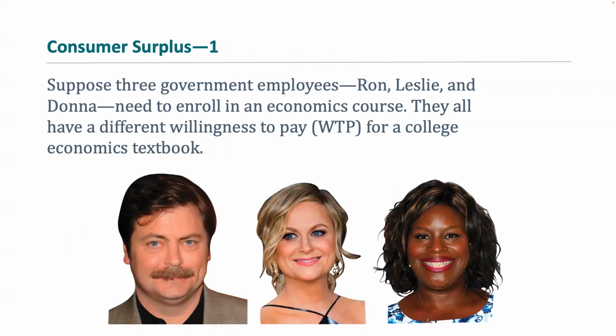So for consumer surplus, let's suppose that there are three government employees, Ron, Leslie, and Donna, and they need to enroll in an economics course. They all have a different willingness to pay, or WTP, for that college economics textbook. So WTP is the maximum price that a consumer will pay for a good or service. That's their reservation price. And it depends on buyers' preferences and how much money they currently have. You can kind of relate this to quantity demanded, or how much people are willing and able to buy.